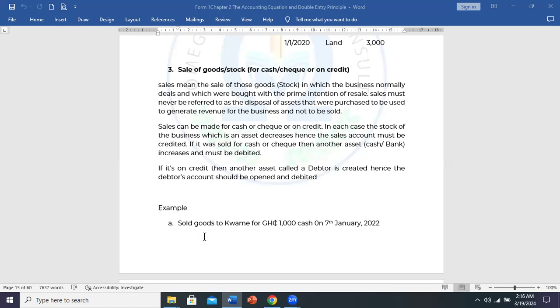Now, let me ask my student. If the business sells goods, remember the goods are stock, and you all remember stock is an asset. So if the business sells the goods, which is part of the stock, a current asset, and gets money, what is happening here? Can you identify the two elements in there? We sold goods and we got cash. Yes, who is ready to tell me?